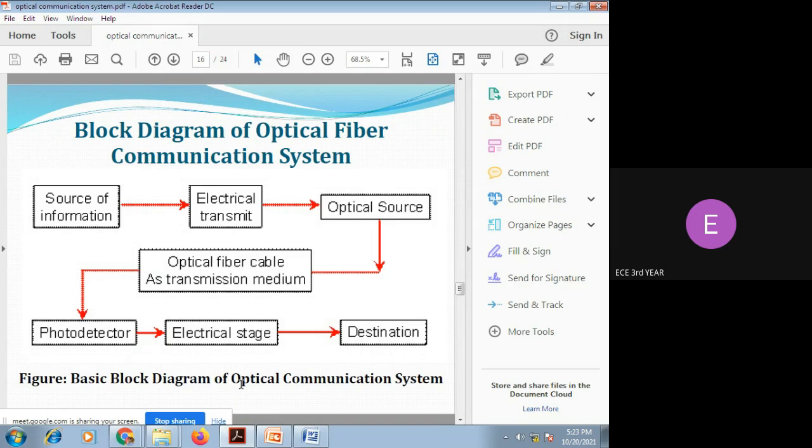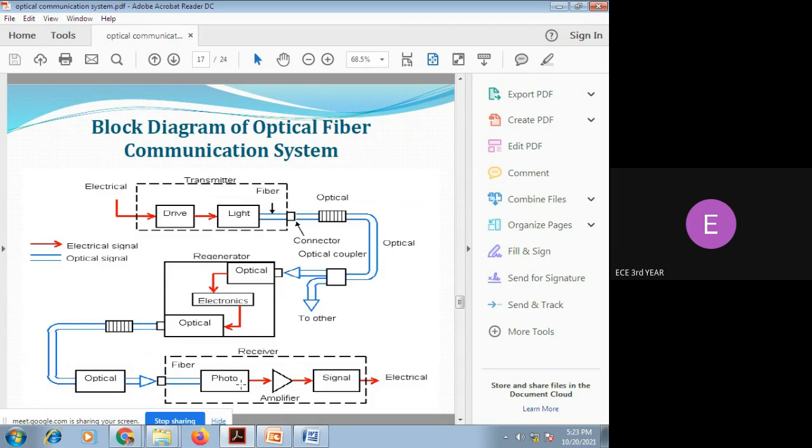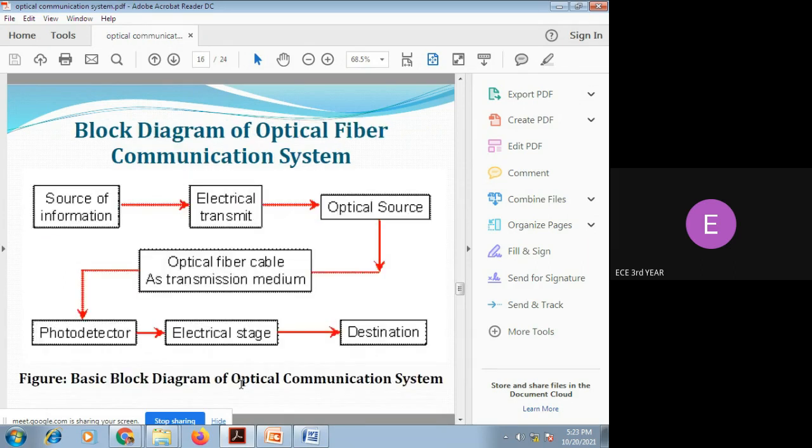This is the basic block diagram of an optical fiber communication system. The major elements are: source of information, transmitter, optical source, optical fiber cable as the transmission medium, photo detector, electrical stage, and destination. This is the transmitter section, up to these two blocks. This is the channel, from the optical source to this block, and the last three modules are the receiver section. This is the basic block diagram of optical communication.